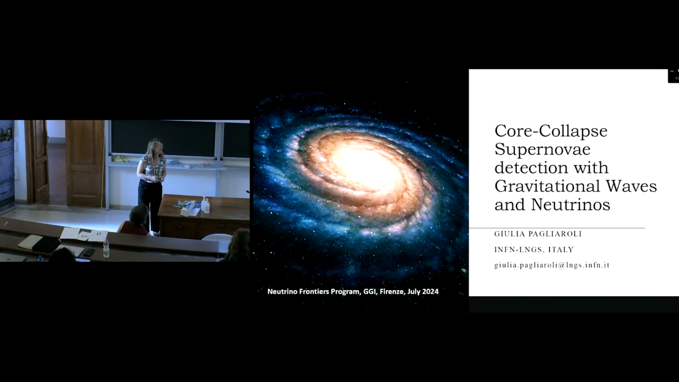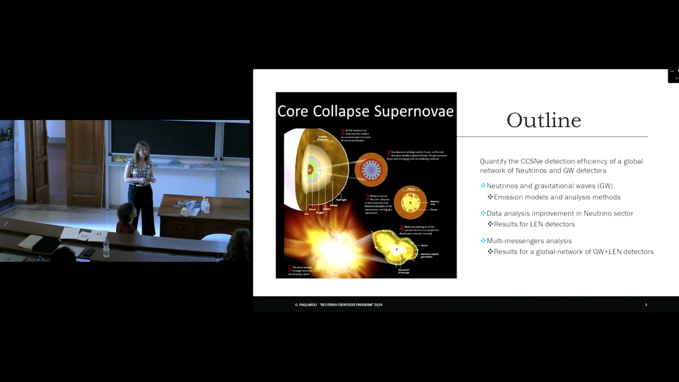So I will show you a quantitative definition of the increase of the detection efficiency that we can obtain for core-collapse supernovae when we join together neutrino and gravitational wave detectors. I will, of course, show you what assumptions I am going to make in the neutrino sector, in the gravitational wave sector, what emission model I'm going to use, and what analysis I'm going to do.